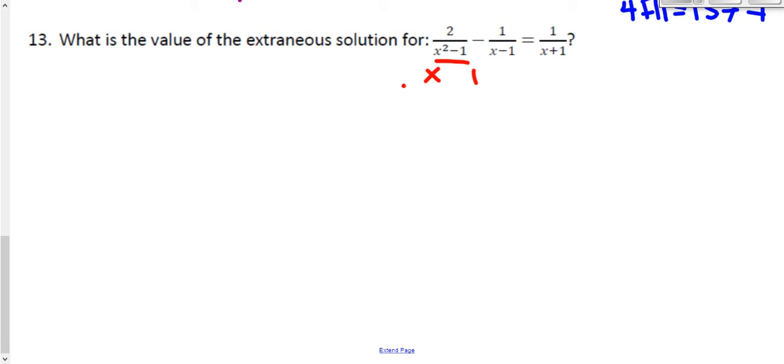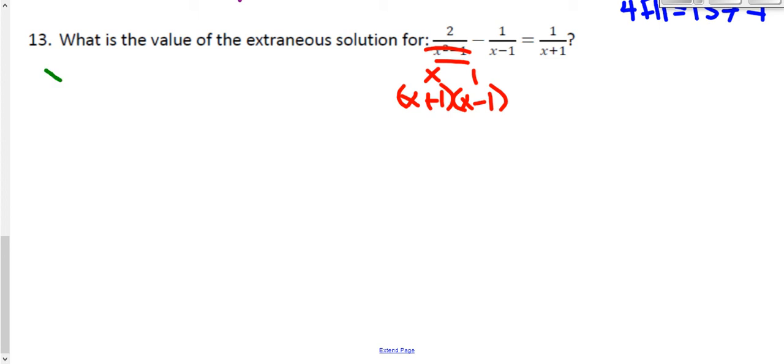And it lets me find the factors, which are x plus 1 and x minus 1. Easy peasy. So instead of using x squared minus 1, I'm going to use this as my new denominator, x plus 1 times x minus 1.